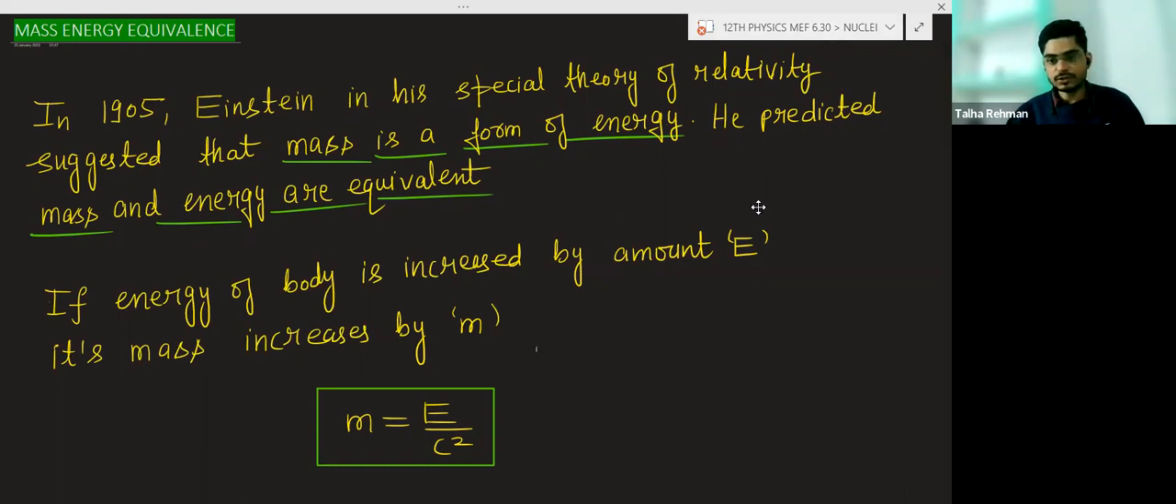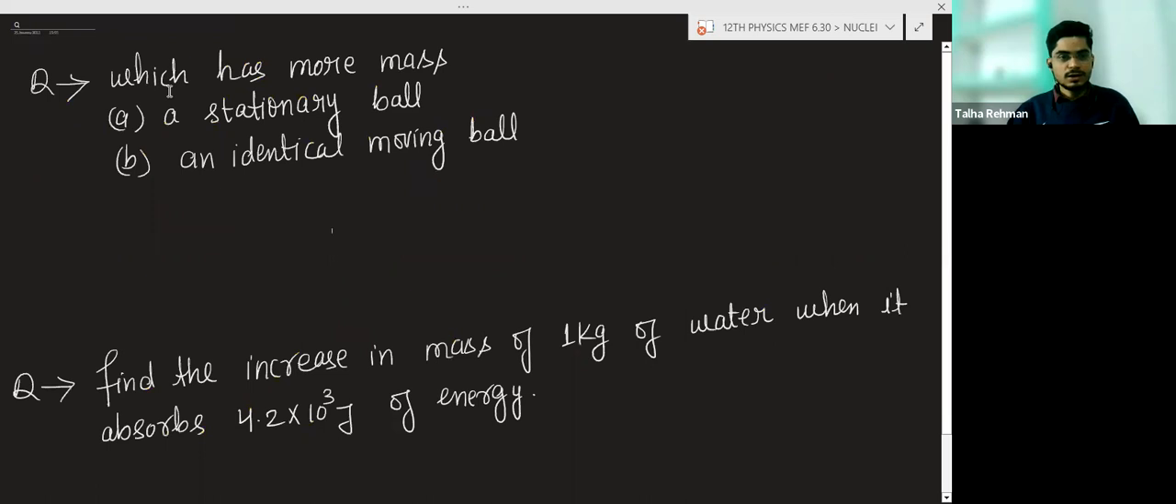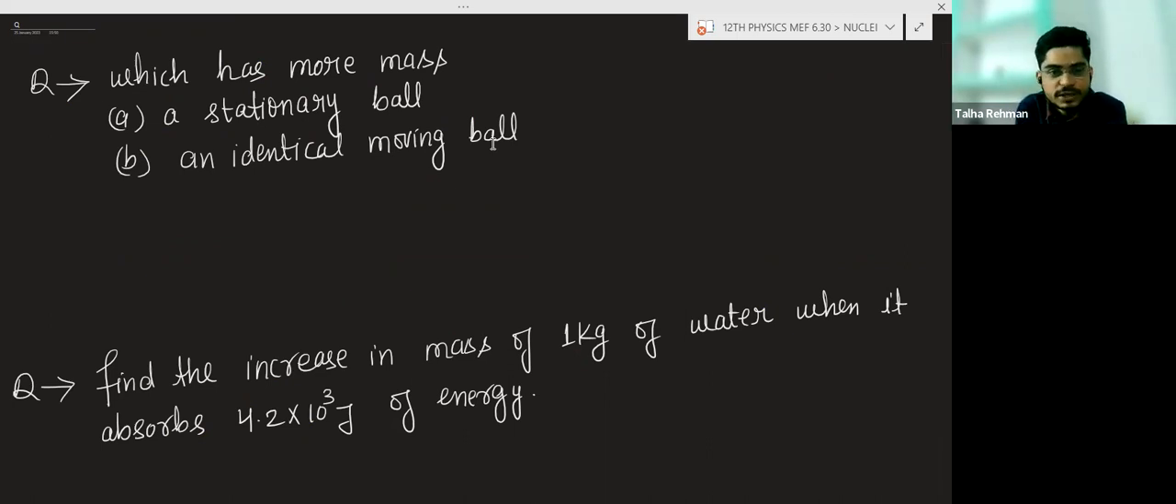Now we have one question. Which has more mass, a stationary ball or an identical moving ball? Nafisa, can you tell me which has more mass?